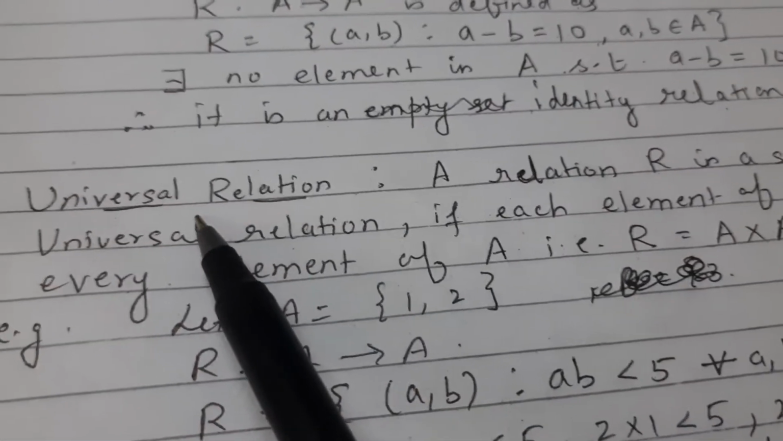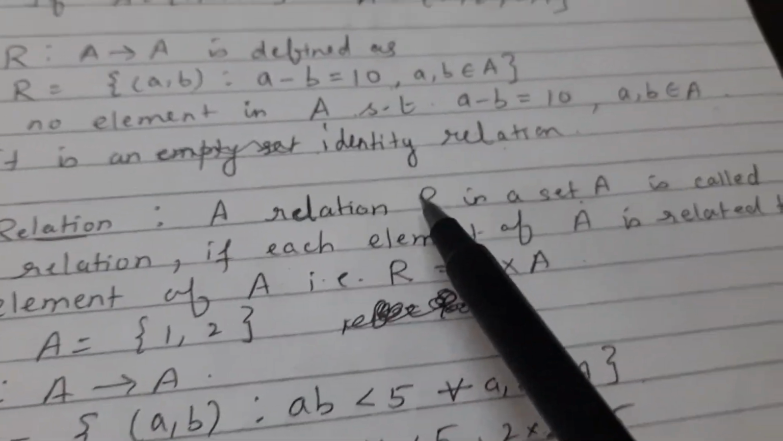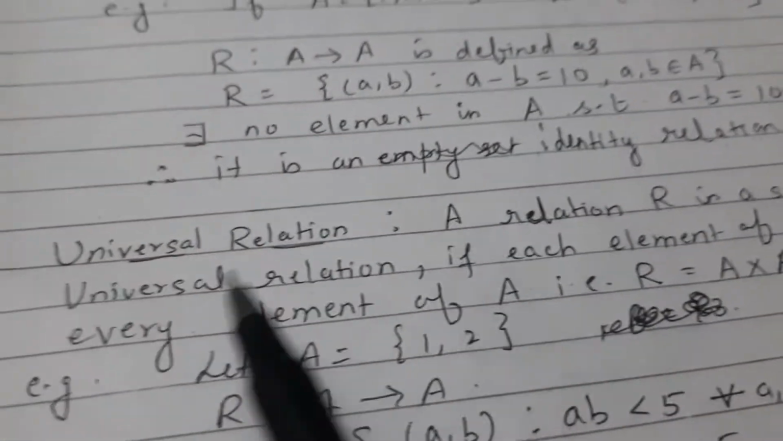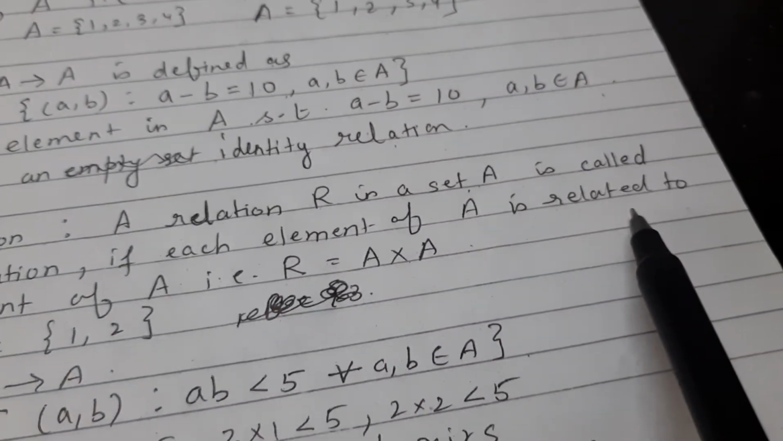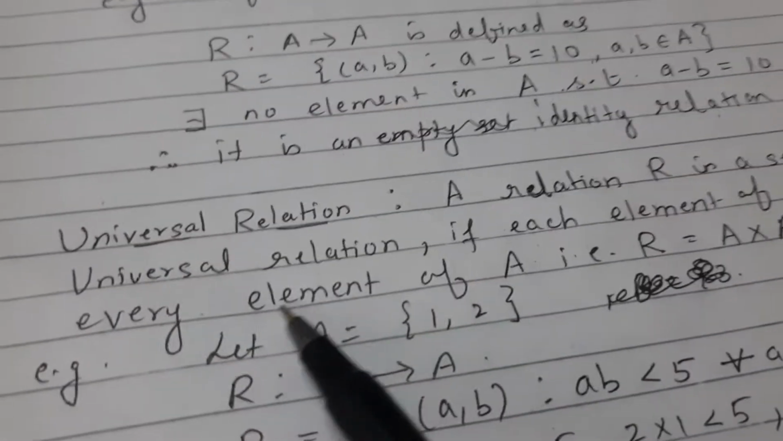Now just see universal relation. A relation R in a set A is called a universal relation if each element of A is related to every element of A.